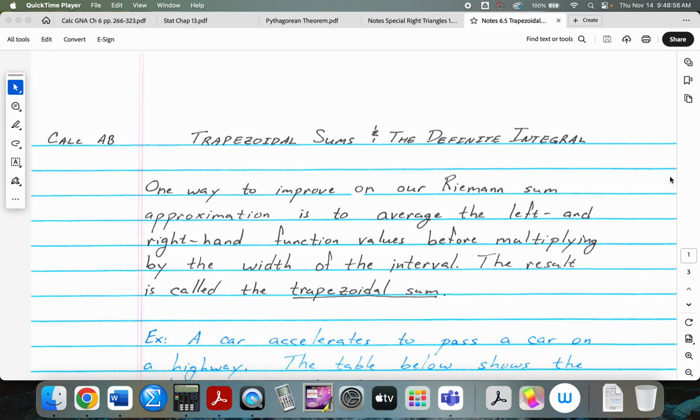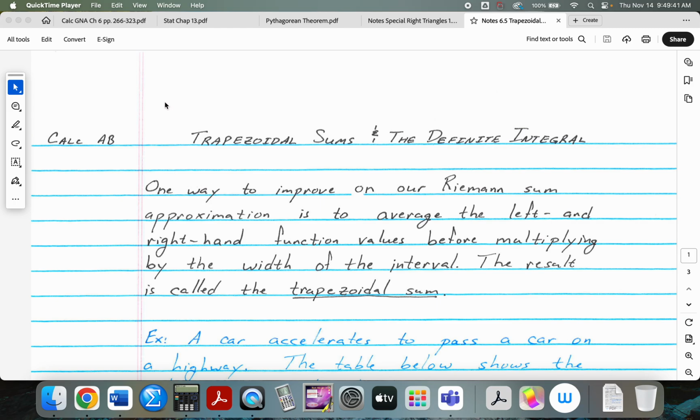Today we're going to look at trapezoidal sums and how they work for the definite integral. We have used Riemann sums sort of as our on-ramp to estimate our area between a curve and the x-axis using rectangles. One of the things we noticed is that we were frequently either missing big chunks of area or we had too much of big chunks of area. So one of the ways we can improve that is instead of using a rectangle, we can use the average of the left and the right, which gives you what is called a trapezoidal sum.